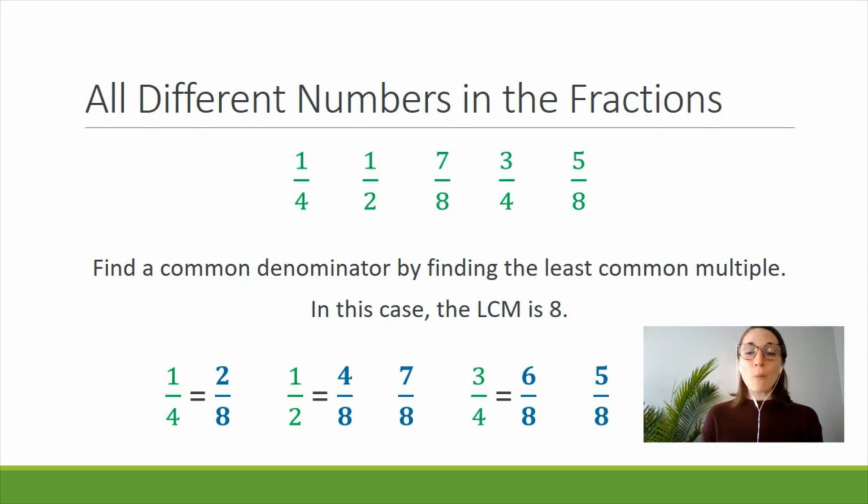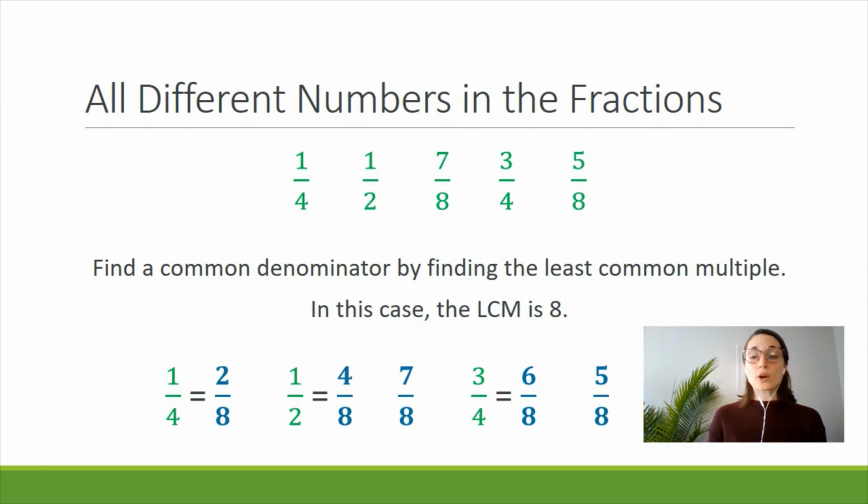So next we have 1/2. 2 times 4 equals 8, so we have to multiply the numerator by 4 also. 1 times 4 equals 4, so 1/2 equals 4/8. 7/8 can stay the same because the denominator is already 8. Next is 3/4. 4 needs to be multiplied by 2 to get 8, so we must also multiply the numerator by 2. 3 times 2 is 6, so 3/4 equals 6/8. Last but not least, 5/8 can stay the same because the denominator is already 8.